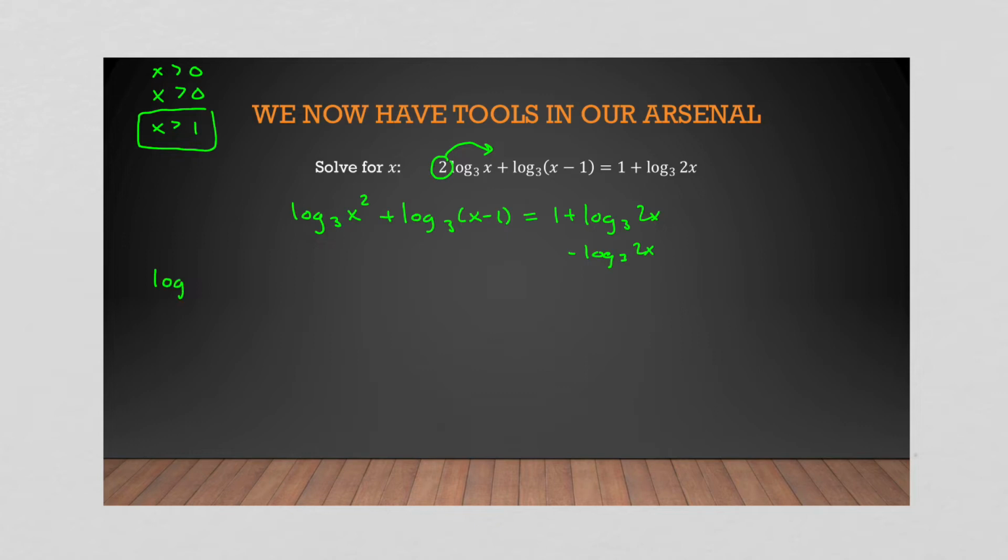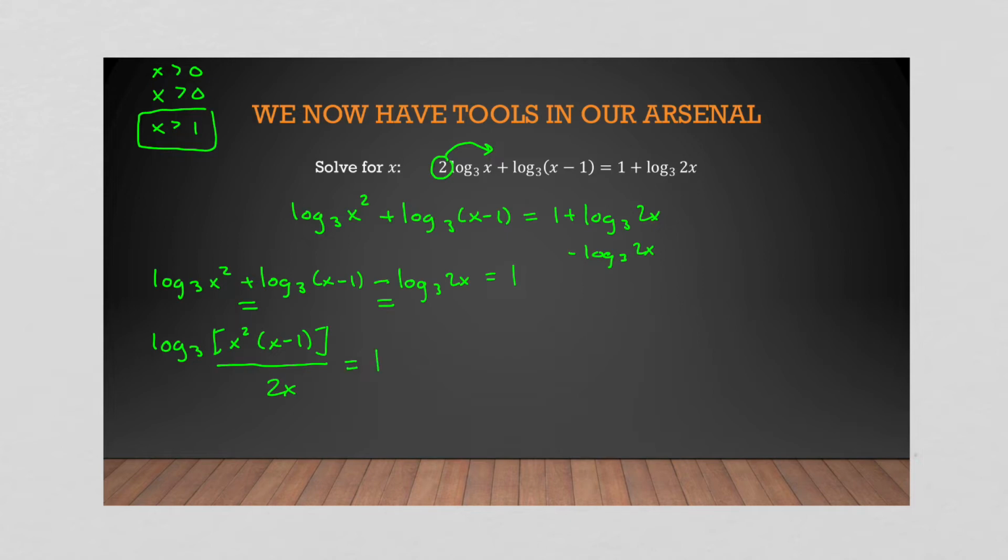So now we have log base 3 of x squared plus log base 3 of x minus 1 minus log base 3 of 2x. All of that equals 1. So now let's do some combining. Here I'm adding, so I'm going to end up with log base 3 of x squared times x minus 1. And then I'm subtracting, so over 2x, and that equals 1.